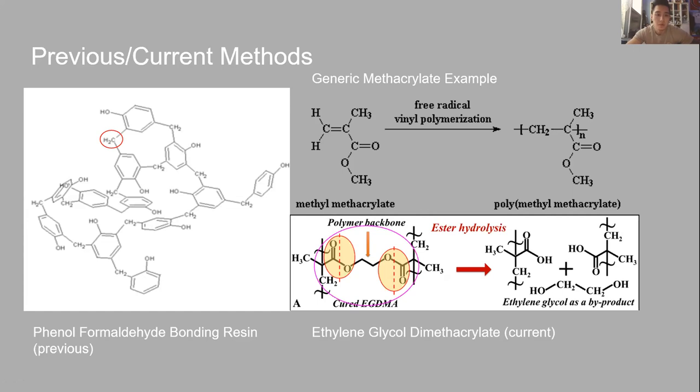The backbone between the two EGDMA monomers, because of our saliva, has different enzymes and bacteria cultures that over time hydrolyze that backbone and cause it to split up and break from polymers to monomers. On the right you see the two monomers being separated and ethylene glycol becoming a byproduct. As I was saying, ethylene glycol was found to be toxic to our body in significant amounts, so over time it will affect our bodies.